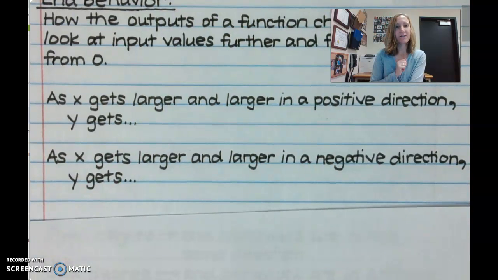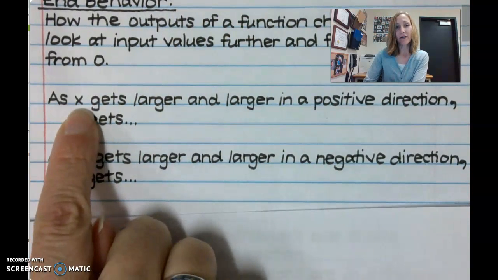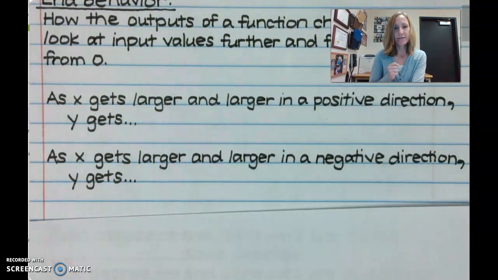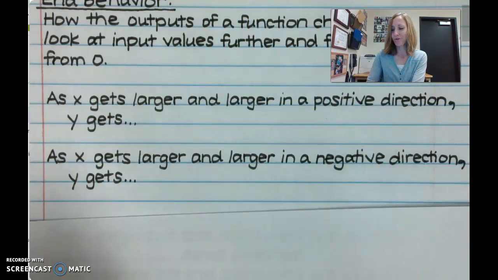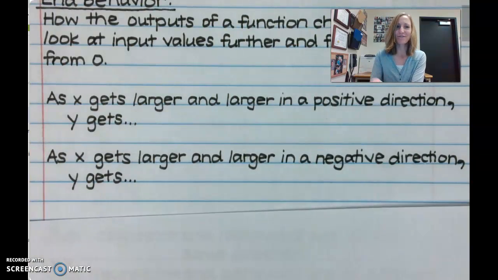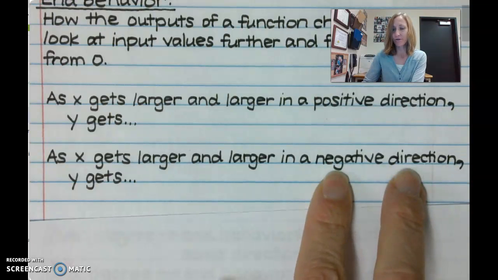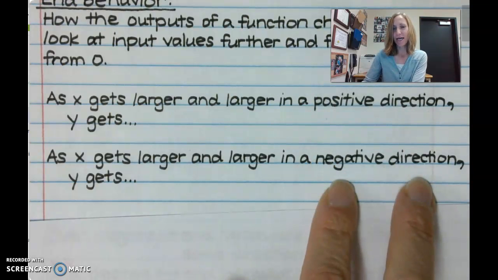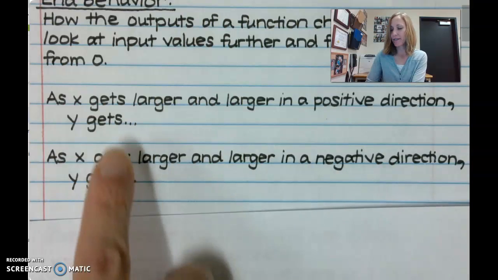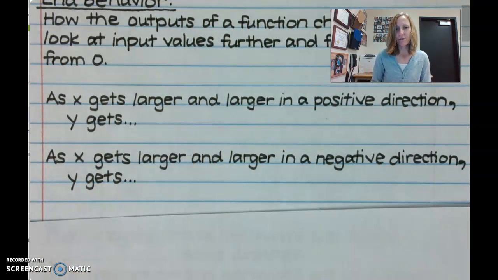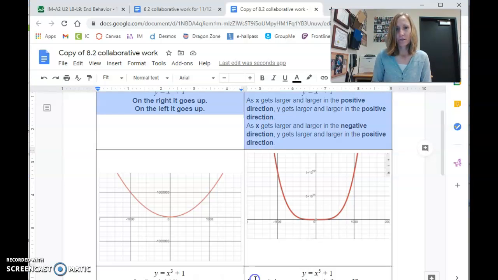So instead of saying the right side, we're going to say as the x values get larger and larger in a positive direction. And instead of saying the left side, we'll say the x values get larger and larger in a negative direction. So we're going to use a little bit different vocabulary here, better vocabulary, more precise. And then we'll talk about what happens to the y values, or the outputs.